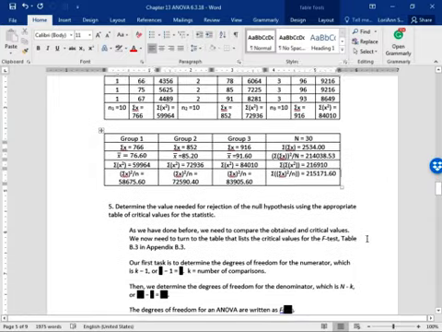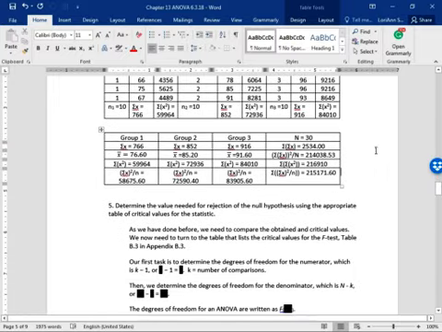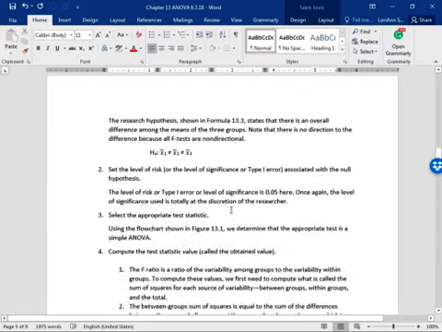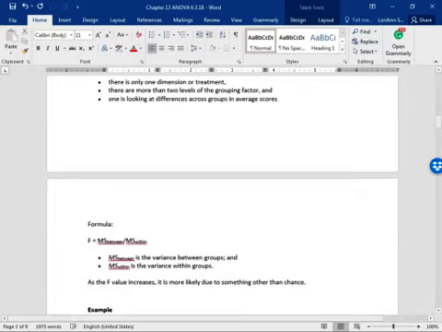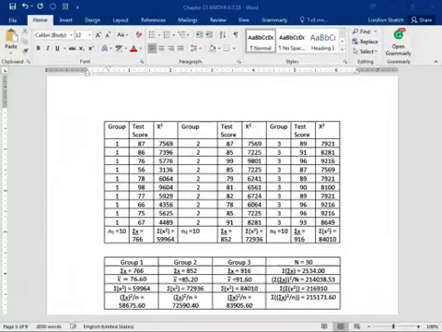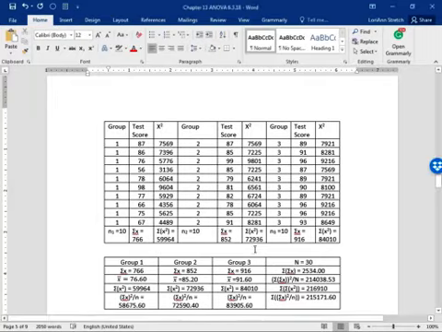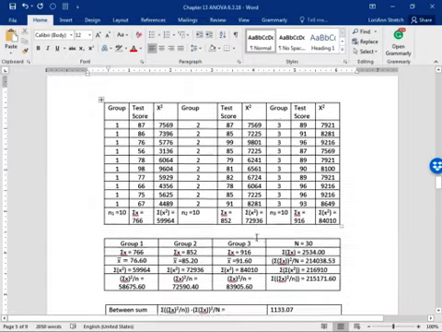Okay, and so from that, I then have the numbers that I need to calculate this formula. Okay? Okay, now we're almost there. So now that we have these calculations calculated, we now need to create what's called a source table so that we can calculate our F statistic.